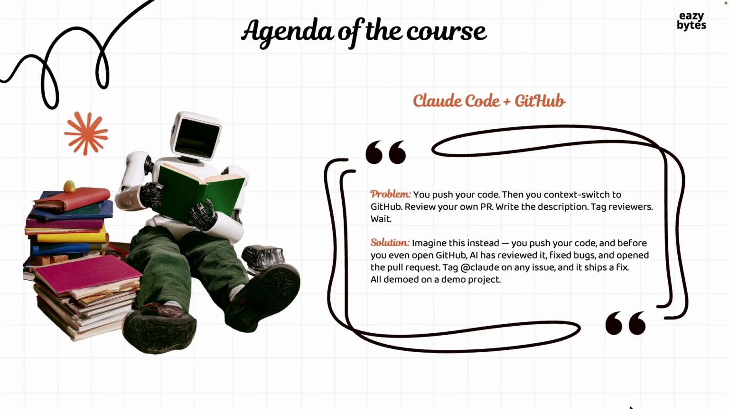Next, we are going to explore how we can integrate Claude Code with GitHub. We know that in real enterprise applications, we maintain all our code using versioning systems like GitHub. Usually developers push their code, then navigate to the GitHub repo, review the pull requests manually, write the description manually, tag the reviewers manually, and wait for their feedback. But with Claude Code, we're going to change this entire workflow.